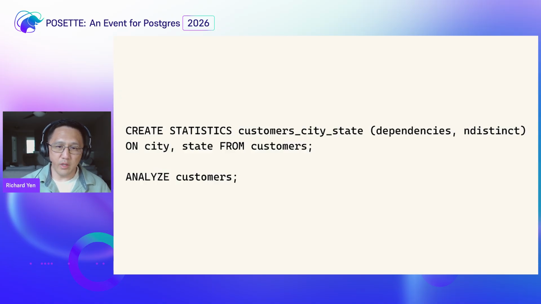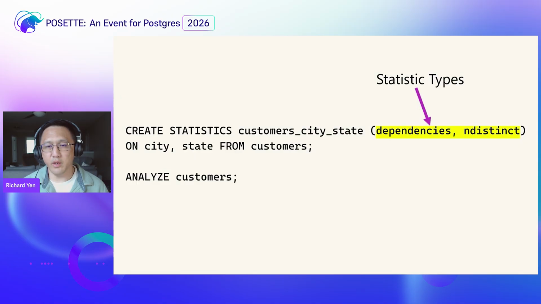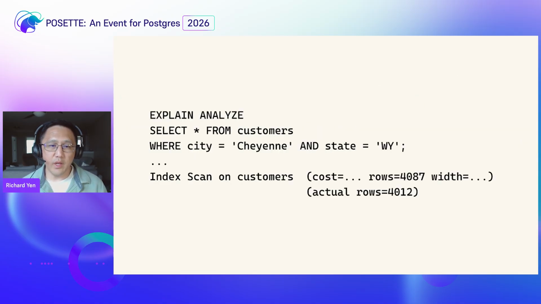And the way that you call it is like this: create statistics, you name it, and then you want the statistics types. So we want dependencies and distinct, and you analyze the table right afterwards. You can definitely read more about the statistics types in the documentation if you're interested. Now, when I run this again, you'll see that the estimate is a lot closer. It's 4,087 instead of 4,012, but that's a lot closer than 8.